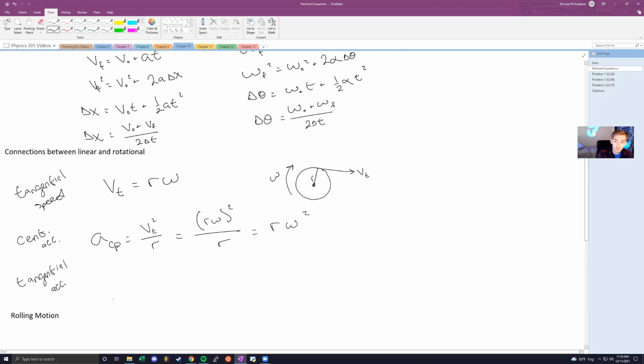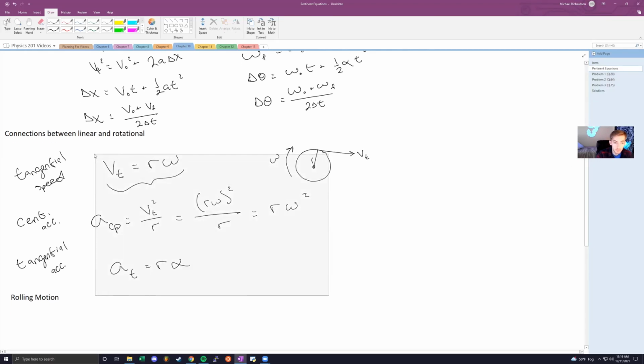Additionally, for our tangential acceleration, we're going to find it's an extremely similar transformation as we did for our tangential speed. So our tangential acceleration is going to be equal to r alpha. Now, these quantities are really, really useful for you, or rather these little transformations. So keep note of them.